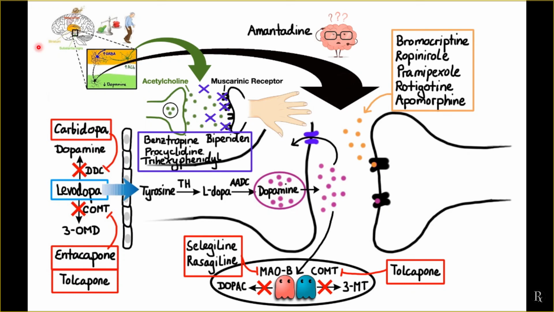So these are drugs that increase dopaminergic activity, and the second way to treat the disease is to block the cholinergic activity in the central nervous system. For this purpose we use benztropine, biperiden, procyclidine, and trihexyphenidyl.